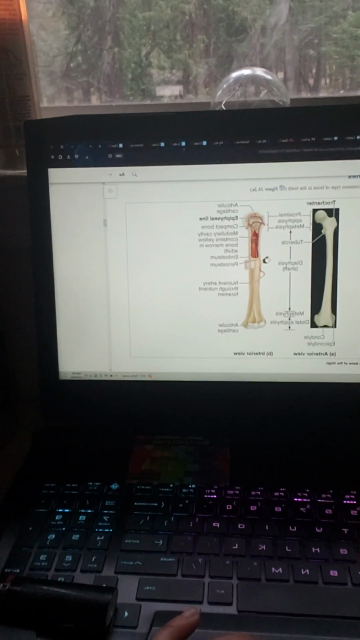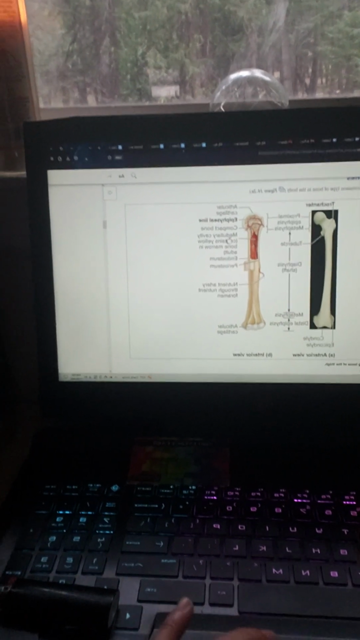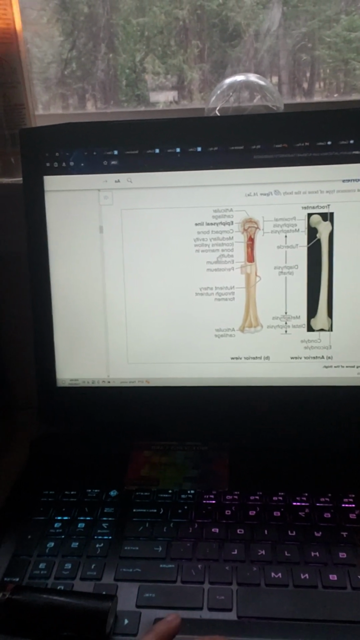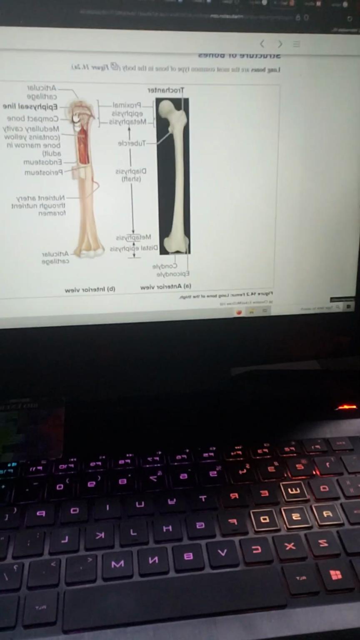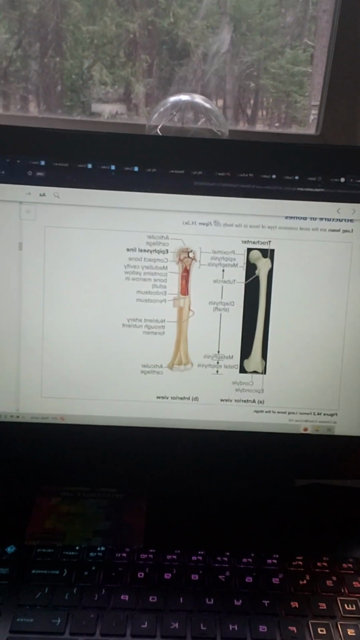Okay, then your periosteum, endosteum, medullary cavity, which contains yellow bone marrow in adults, compact bone, and epiphyseal line. Articular cartilage. Femur, the long bone of the thigh.